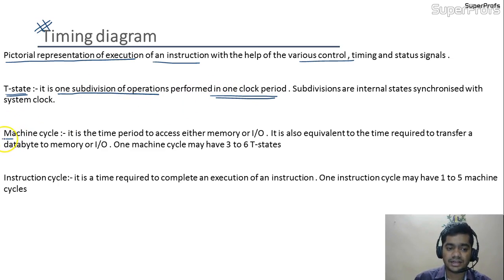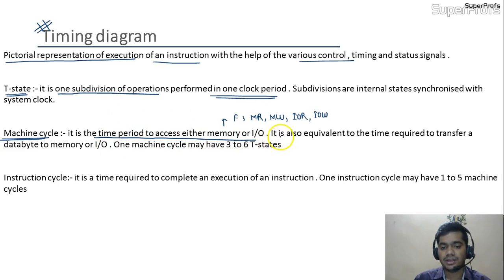And what is a machine cycle? We have discussed machine cycle earlier. It is the time period required to access either memory or input output to perform specific functions. It can be an opcode fetch, a memory read, a memory write, an IO read, or an IO write. To perform these operations, the time period required to access the memory or the input output is known as a machine cycle. It is also equivalent to the time required to transfer the data byte to memory or output.